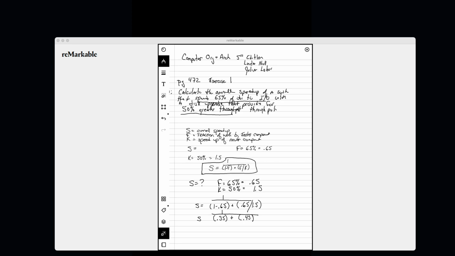So now we have S equals 1 divided by (0.35 plus 0.43). One more time, just to play it smart, 0.35 plus 0.43 equals 0.78. Now using the calculator, 1 divided by 0.78 equals 1.28. So if you're doing the speedup, this is 1.28, so it's actually a 28% speedup.